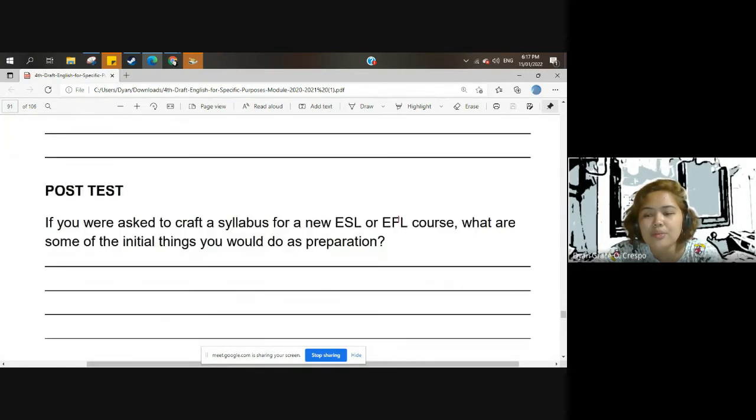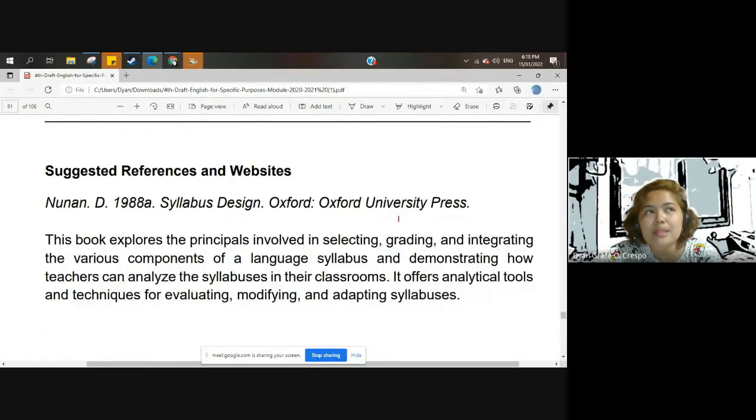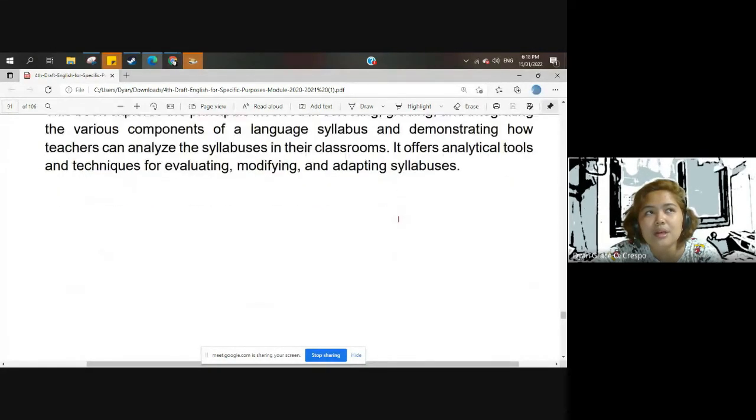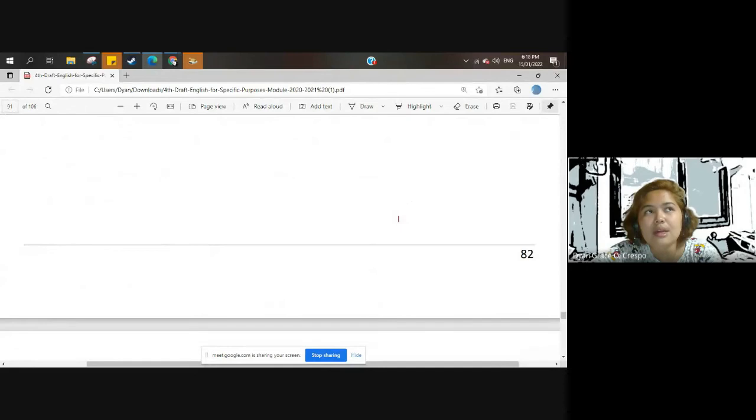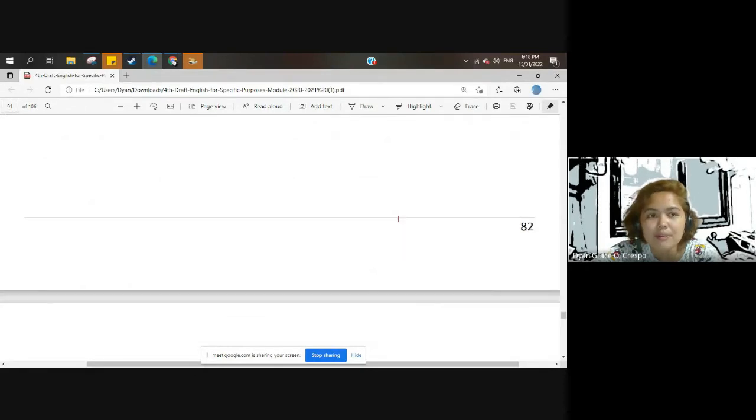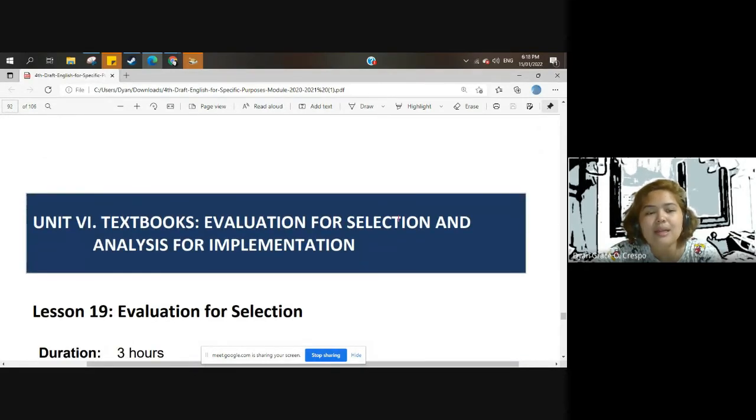So I hope that you did understand pinagkaiba. Basta yung exercises would be easy kasi paper and pencil lang siya. Pero yung task, parang may kailangan kang maging output. So yun lang. If you have questions, you could ask me.